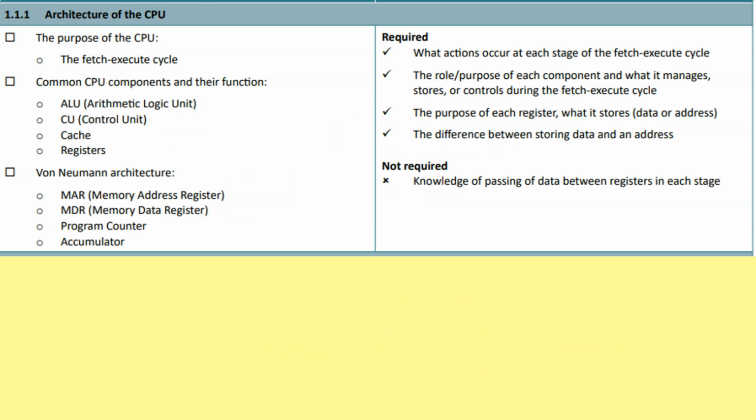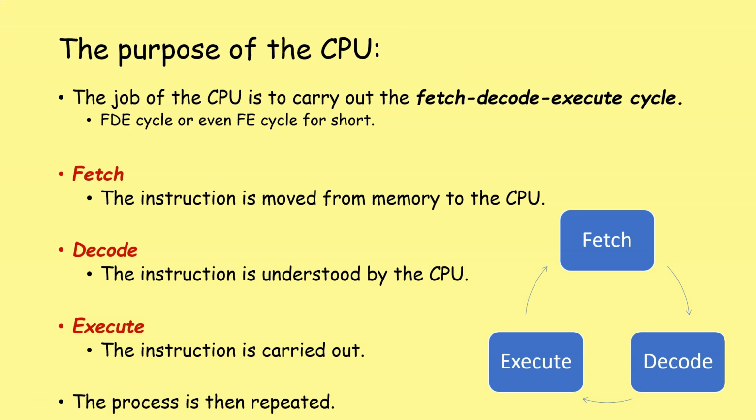So we will start at the beginning, Unit 1.1.1, Architecture of the CPU. This is from the J277 official specification guide, and we're going to try and cover everything. The purpose of the CPU.